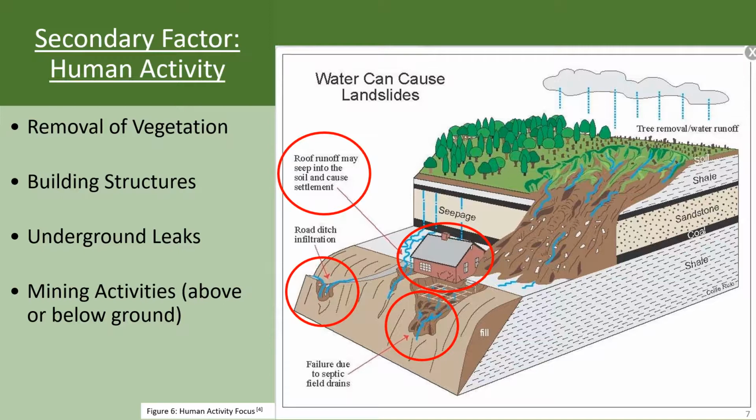Leakage from pipes or other underground structures such as septic drains, highlighted in Figure 6 by the red circle under the house, can also affect the surrounding area and increase the likelihood of landslide occurrences. Mining activities, which can occur above or below ground, can make an area more susceptible to landslides.